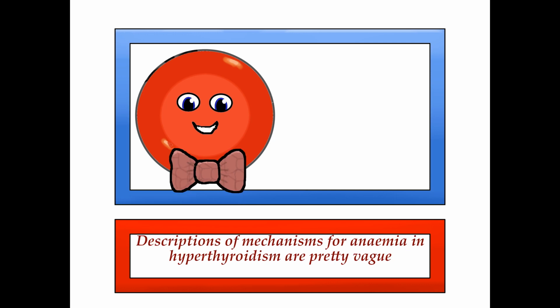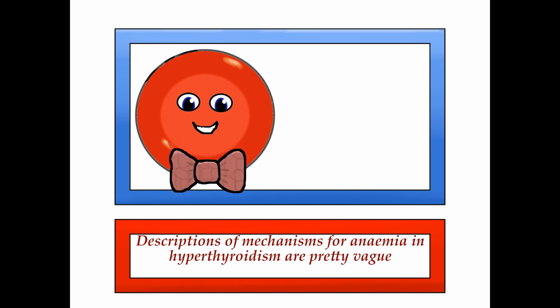Whilst in an overactive thyroid, we're even less clear, with authors talking about altered iron metabolism, problems with red cell lifespan, and not really giving a clear definition of why a hyperactive thyroid causes problems.